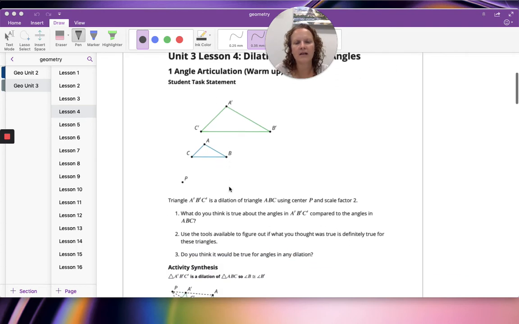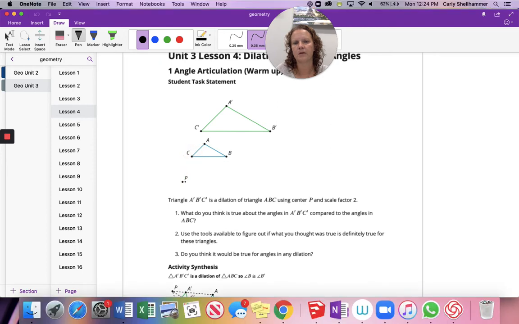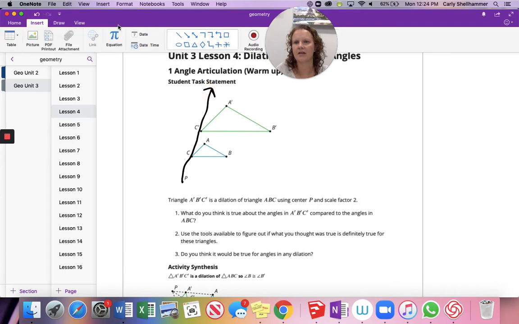So if I look at these shapes, it says triangle A prime, B prime, C prime, which is your image, is a dilation of triangle ABC, your pre-image, using center P and a scale factor of 2. That means that I could draw a ray. That's a beautiful ray. I should do that straight line thing. Oh, there's a ray.